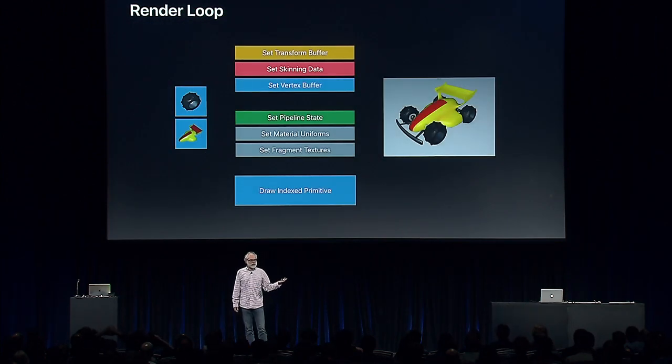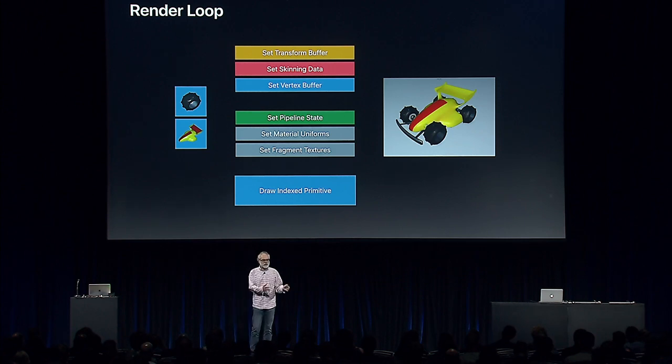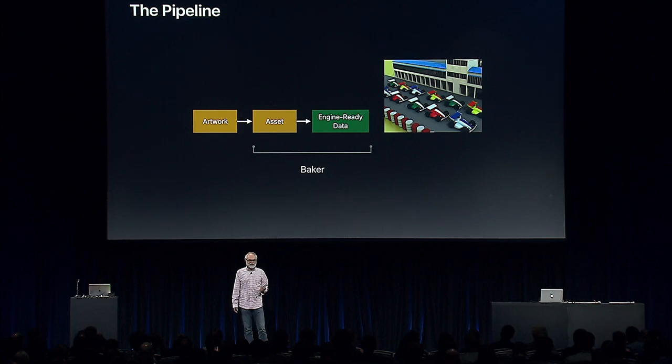We have, on the left side of the diagram, some meshes to draw. And for everything that we want to draw, we're going to set transform buffers, skinning data, vertex buffers, set our pipeline state, material uniforms, fragment textures, and then we're going to draw index primitive to make the pretty picture. So we're going to call that tool the baker. So what are we going to bake?